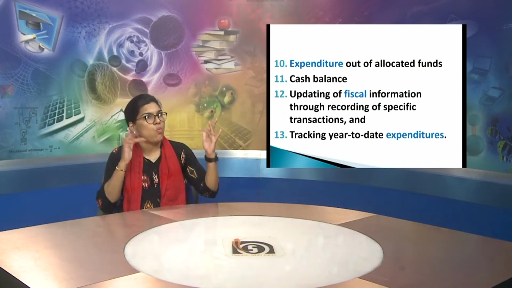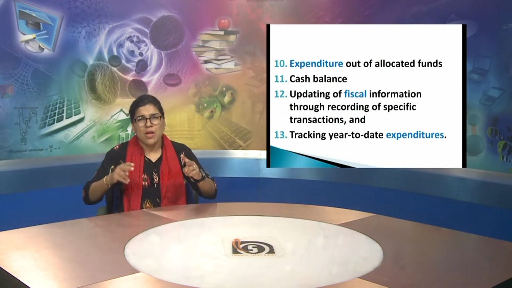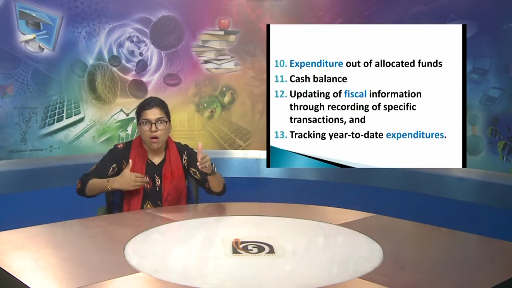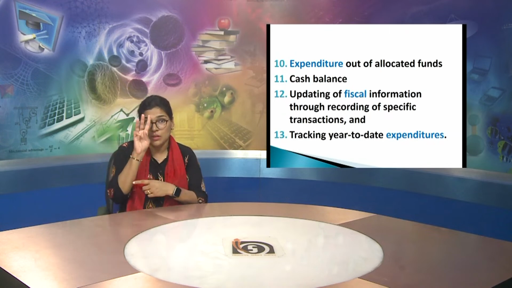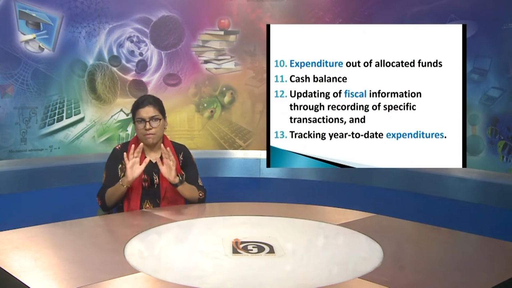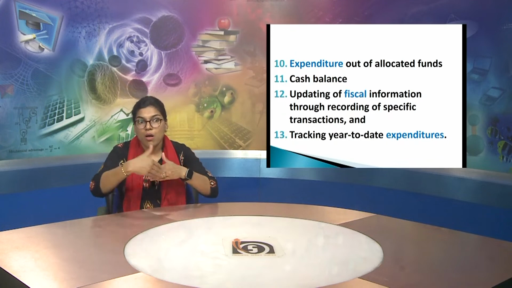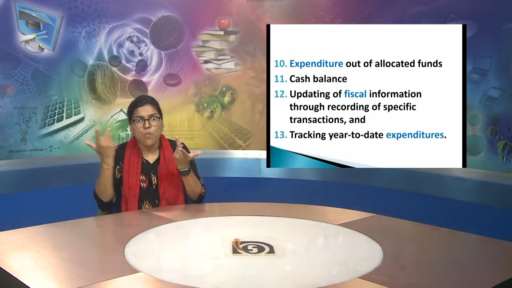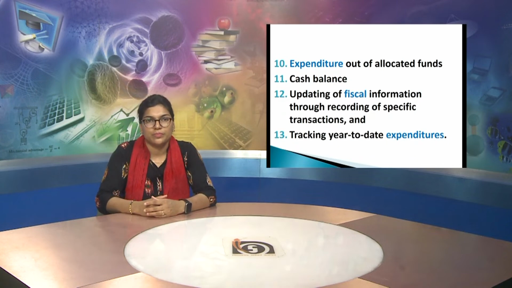So whatever expenditure has been done in the 1 year or the complete one session of the library, that can be updated easily. The last point, number 13, is tracking year to date expenditure. It means all the expenditure which has been done from the past time till date can be easily tracked.